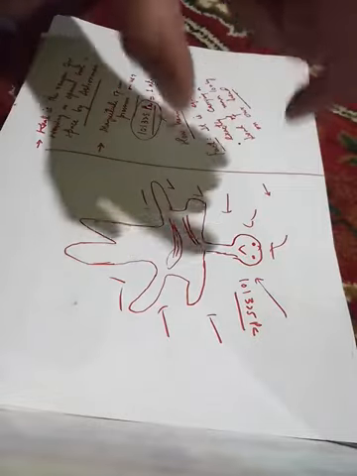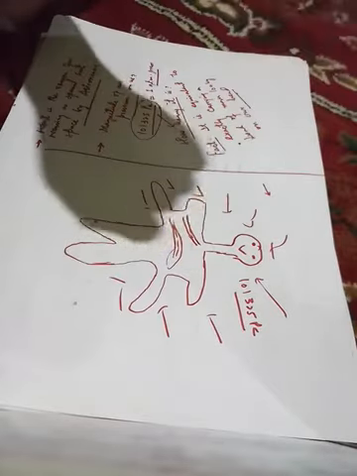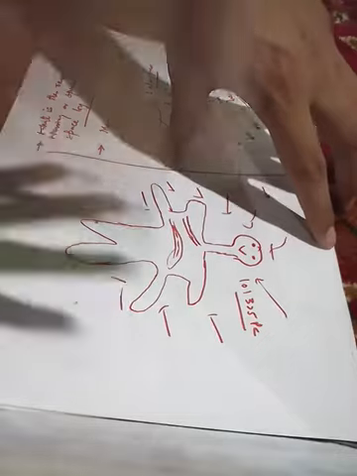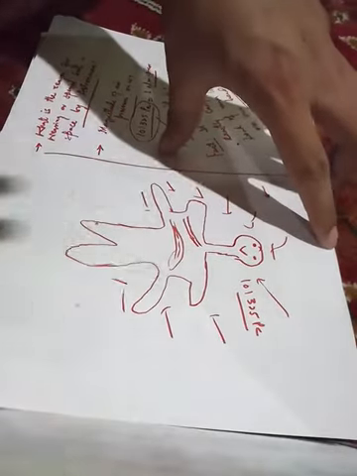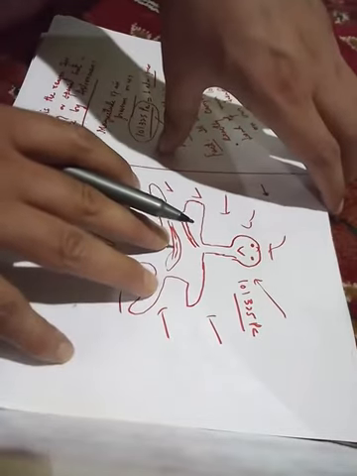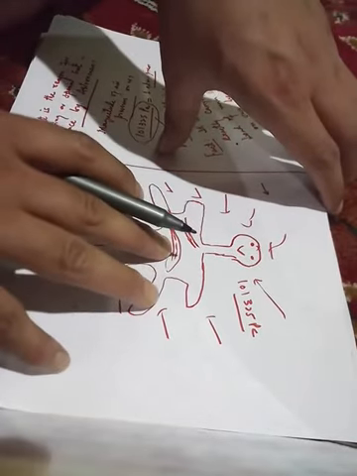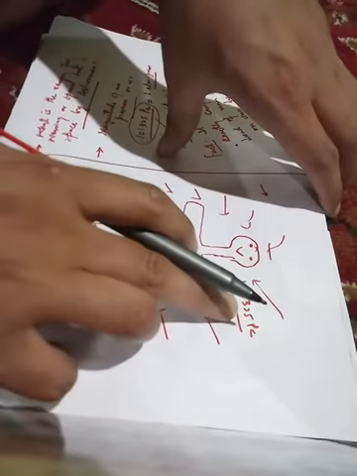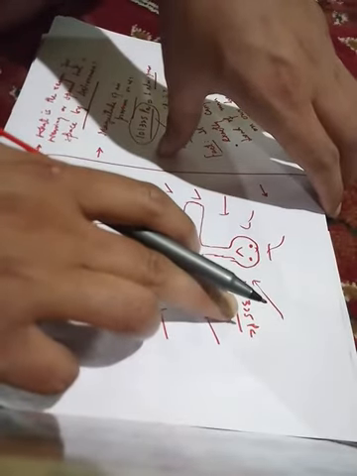blood also does exert pressure inside our body on the walls of the blood vessels. And what is the magnitude of this blood pressure on the walls of the blood vessel? That is exactly the same as the atmospheric pressure, one atmospheric pressure.